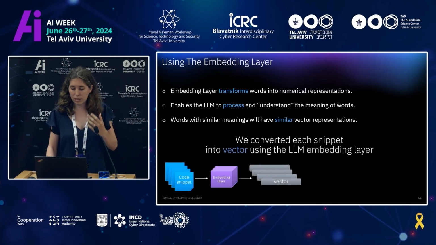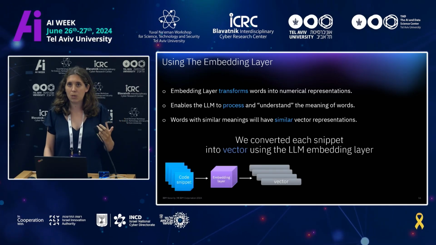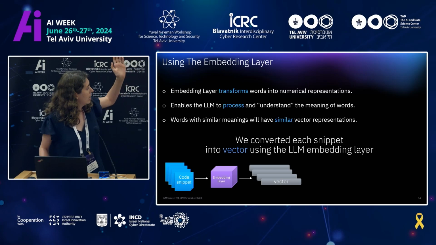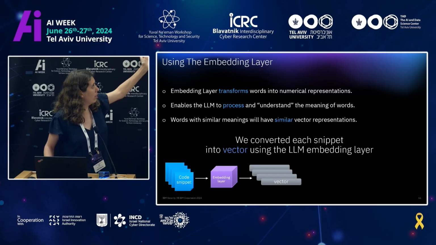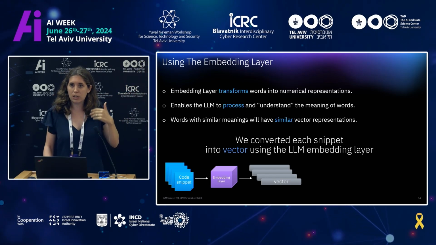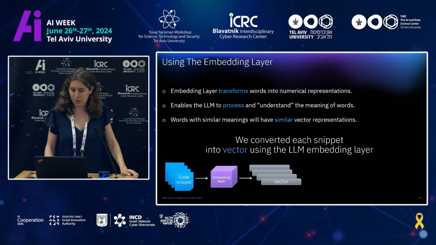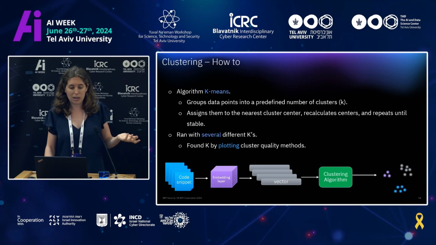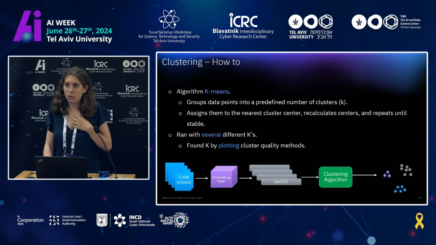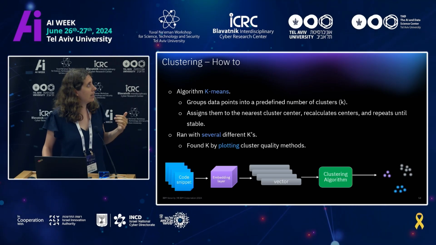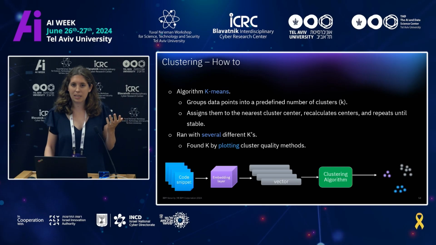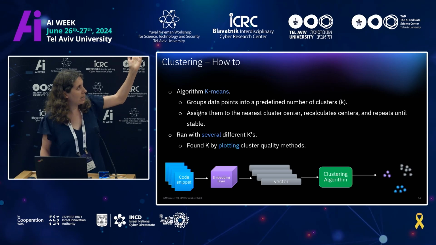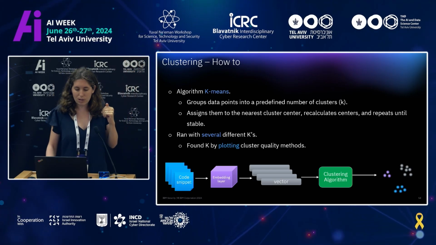What we did is we converted each snippet into a vector using the LLM embedding layer. So you can see here an illustration. We have code snippets of JavaScript go to the embedding layer, and each code snippet becomes a vector, which is the numerical representation of that sample. After that, we took all these vectors and put them in a clustering algorithm. In our case, we used the good old K-means algorithm. We did try several other clustering algorithms, so DBSCAN, agglomerative clustering, and some more, but K-means gave us the best result, so this is what I'm presenting now.